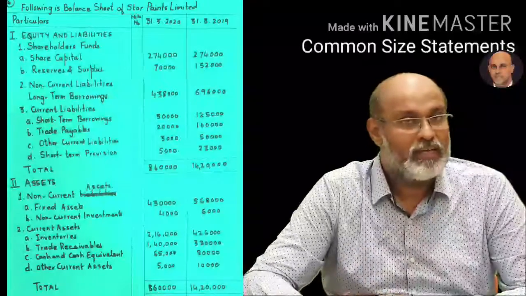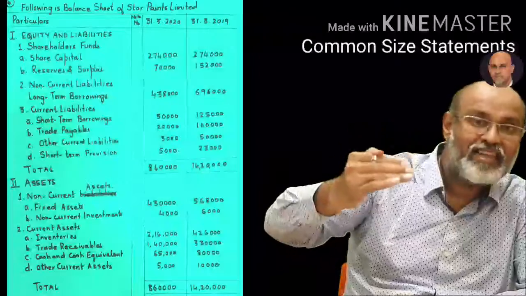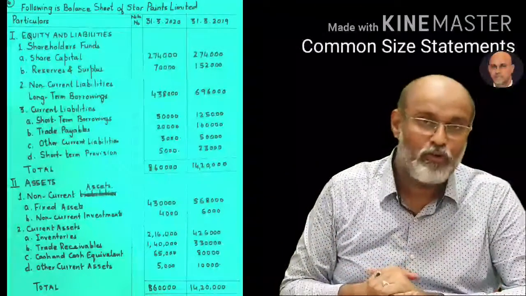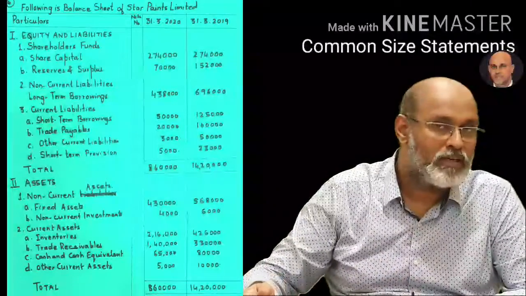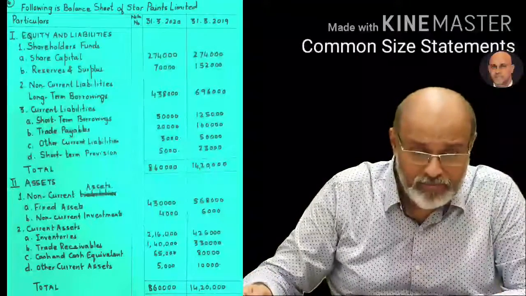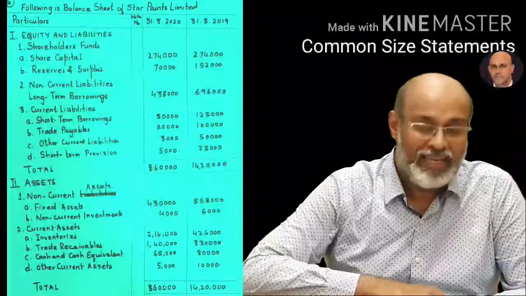Finally, we have current liabilities and provisions, which is 78,000. So 78,000 divided by 8,60,000 multiplied by 100 will give you 9.07%. So if you total up your percentage column of your current year's figures, it will total to 100. Now let us go to the assets.